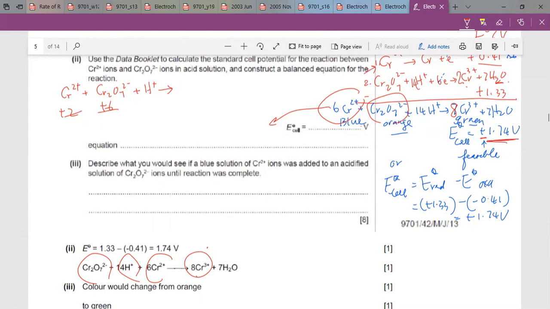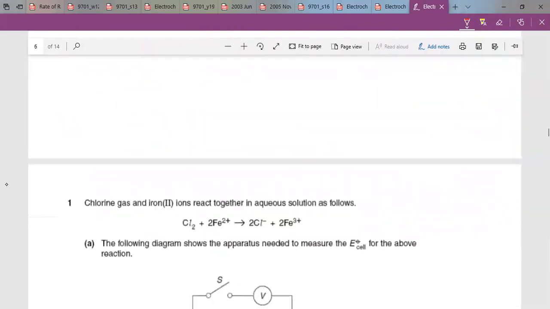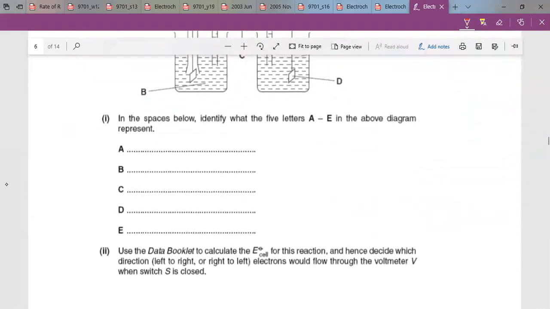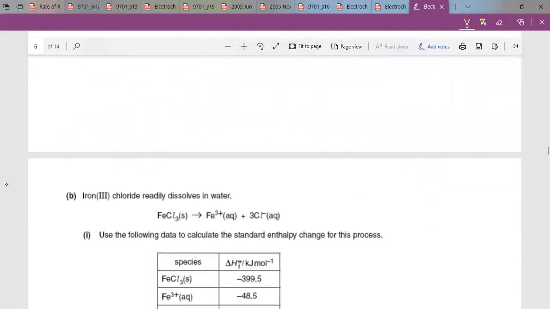The color change is from orange. They ask you, describe the color change. Describe what you see. Blue is blue. So Cr3 plus is added to this one here. This is what color? Orange. Change to what? Green. See? Because Cr3 plus is green.